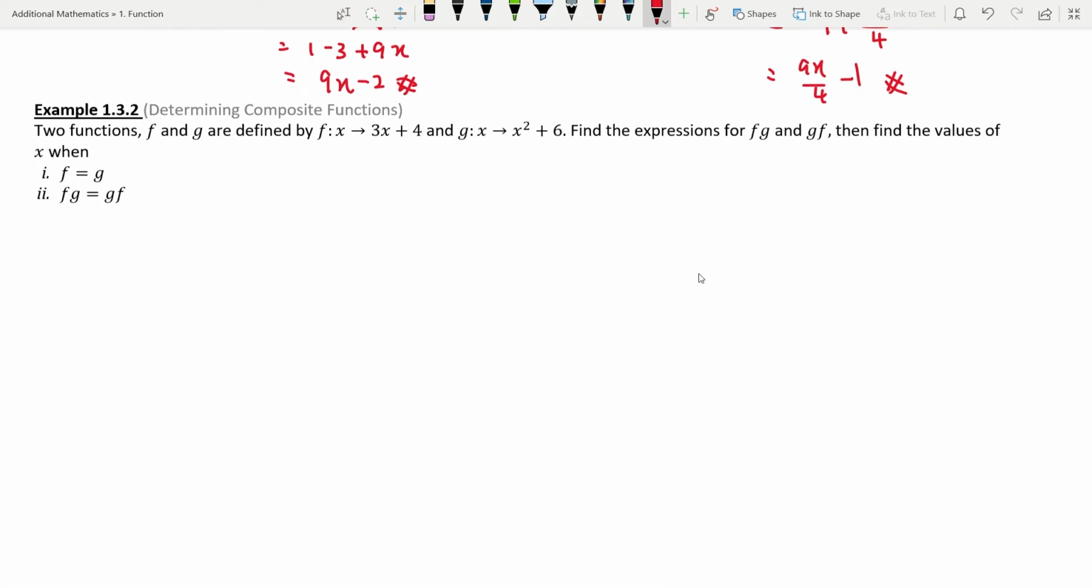Example 1.3.2. Two functions f and g are defined by function f such that x is converted into 3x plus 4 and function g such that x is converted into x squared plus 6. Find the expression for fg and gf. Then find the values of x when f equals g and fg equals gf. So here we have two pieces of information, fx and gx. We are asked to find fg and gf before finding the value of x.